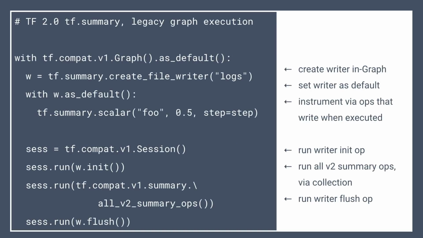And then here we have an example with legacy graph execution, since there are still folks who use that in 2.0. This is a little bit more verbose, but again, you create the writer, you set it as default, you've constructed your graph, and then in this case, you need to explicitly initialize the writer by running the init op. We have a compatibility shim that lets you run all of the v2 summary ops so that you don't have to keep track of them manually. And then, again, flushing the writer. So this is how you would use it in legacy graph execution.